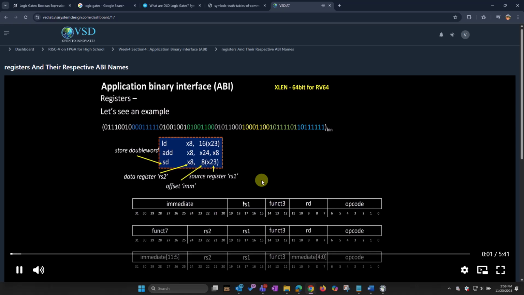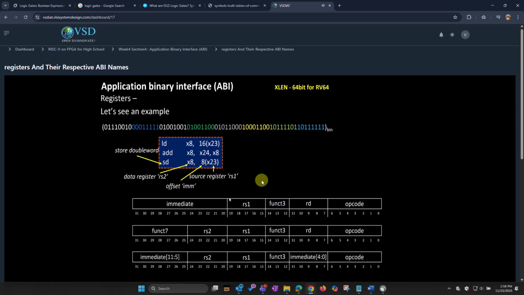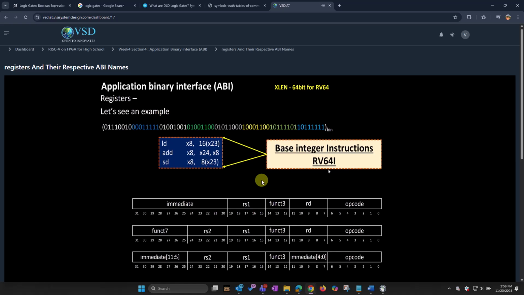Hello everyone, let's conclude a few things from what we have learned till now. These instructions that you see on my screen are operating on integers. For example, these are the integers. These could be signed or unsigned integers, and the instructions which operate on signed or unsigned integers are called base integer instructions, and these three instructions form a part of the RV64I instruction set.